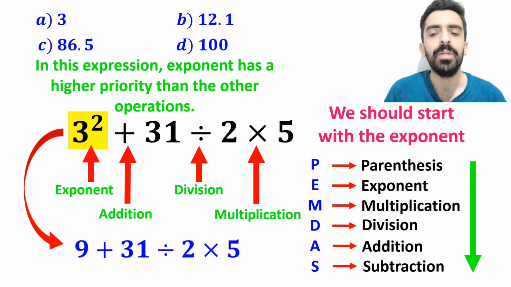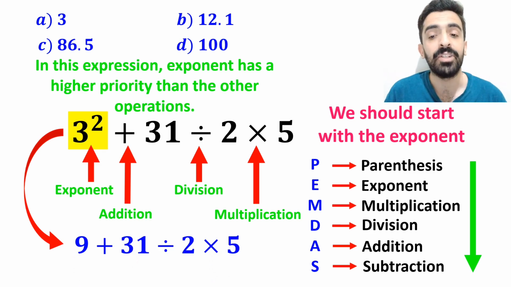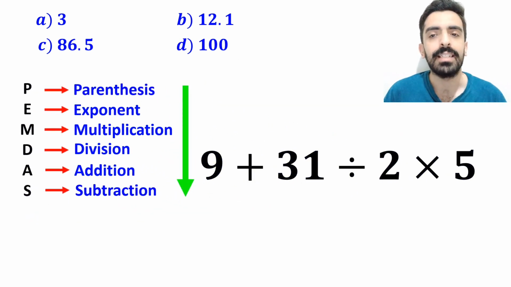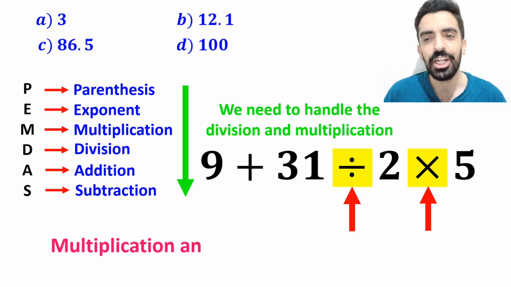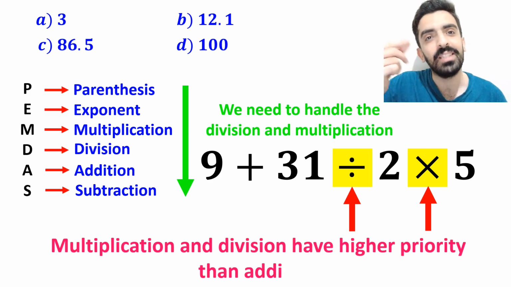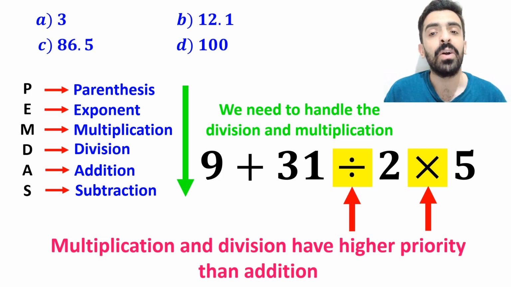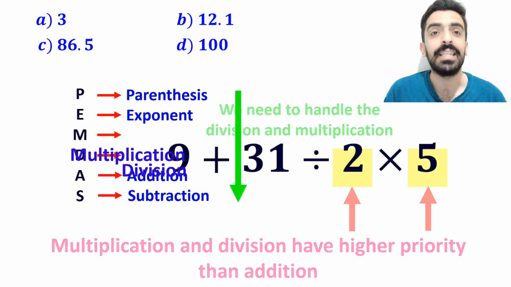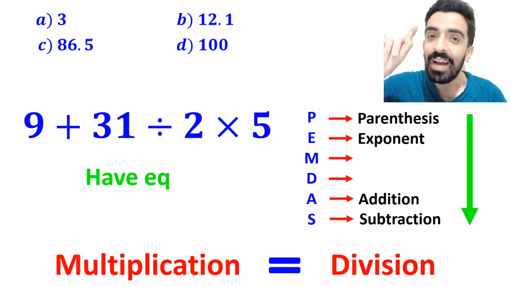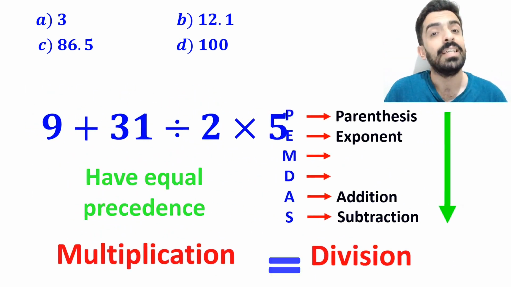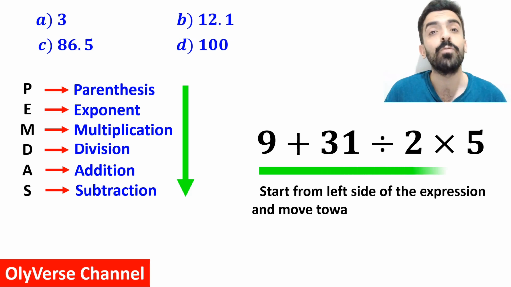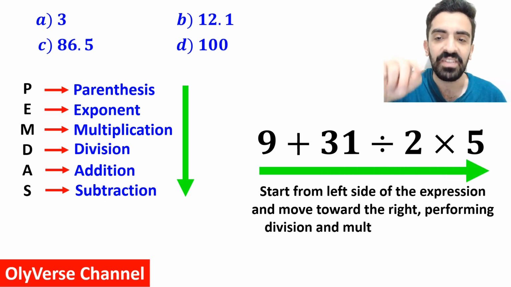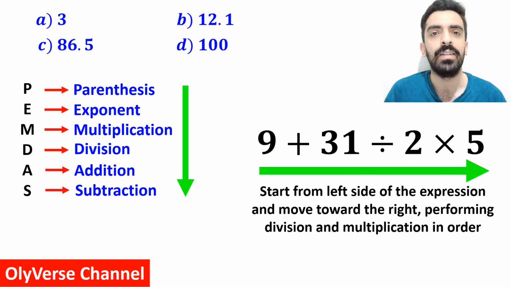So, this expression simplifies to 9 plus 31 divided by 2 multiplied by 5. In the next step, we need to handle the division and multiplication, since multiplication and division have higher priority than addition. However, it's really important to understand that multiplication and division have equal precedence. In this situation, the best thing to do is to start from the left side of the expression and move toward the right, performing division and multiplication in order.